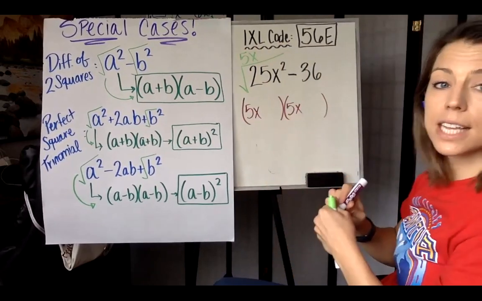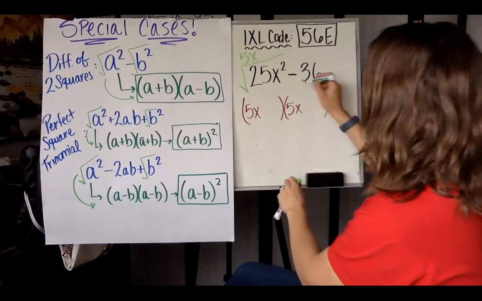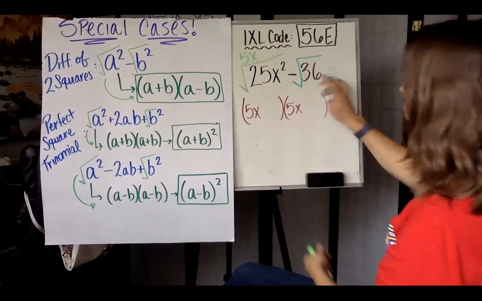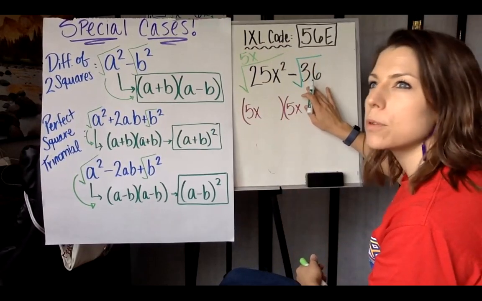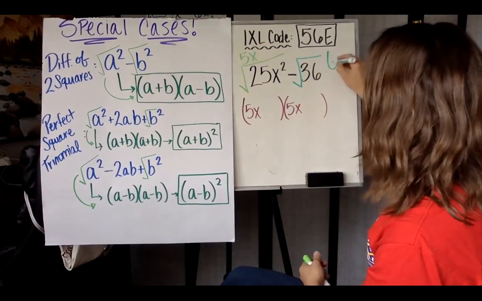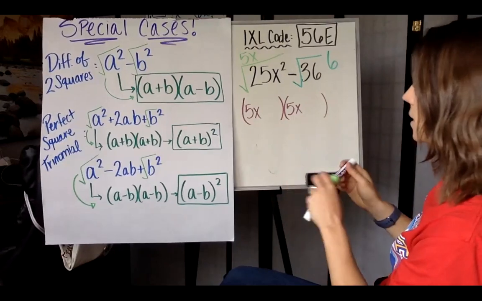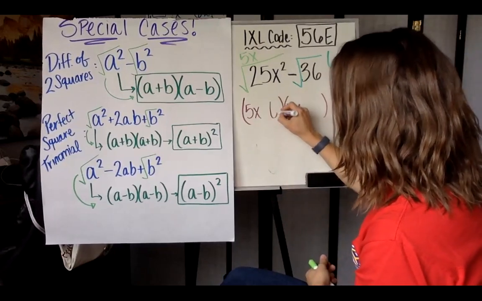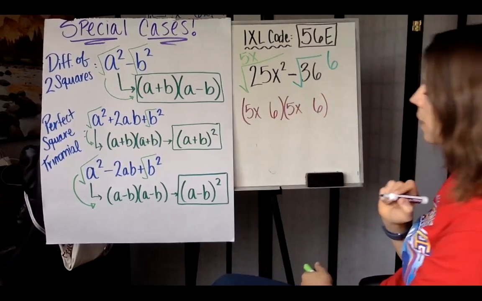Okay. Now let's take the square root of the second term. What's the square root of 36? What times what is 36? 5 times 5 is 25. 6 times 6 is 36. So the second term in both my binomials is 6.